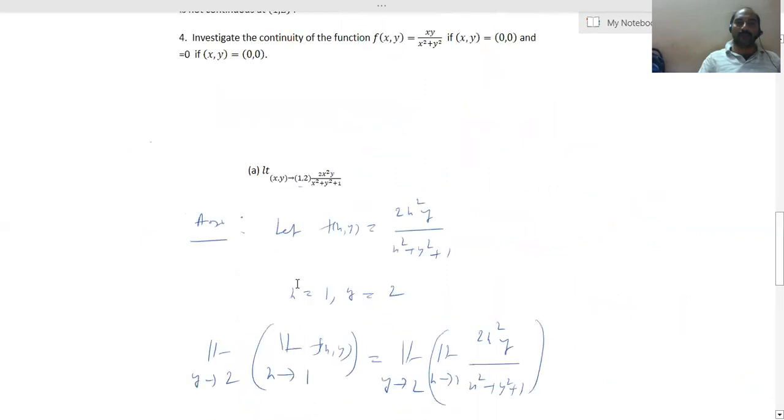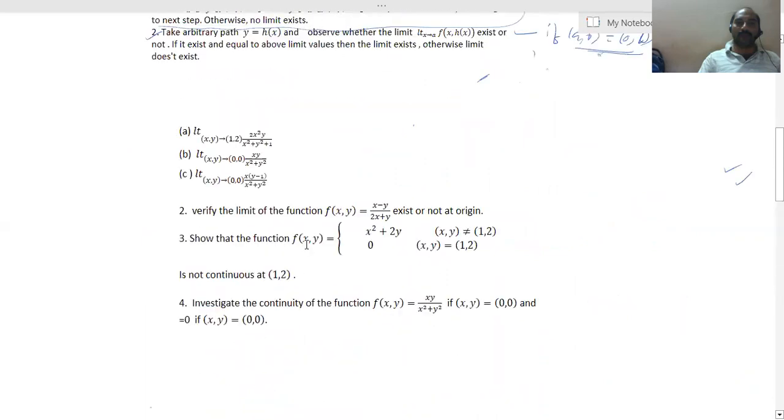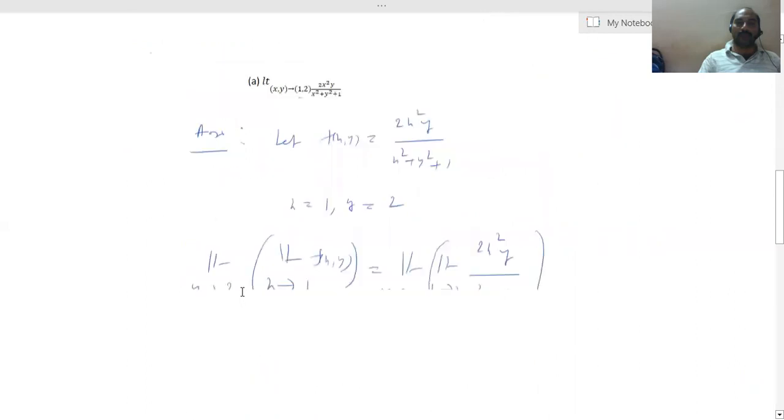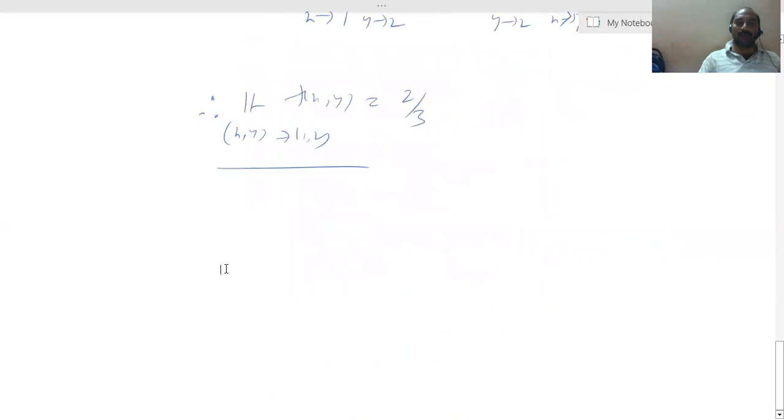Next problem. You see xy by x square plus y square. Here is the origin. Whenever you see the origin, that time only keep your mind in an alert manner. So here we need the second step also. First find the first step values. Here I am not writing all the procedures. Simply I find limit x tends to 0, limit y tends to 0, xy by x square plus y square.